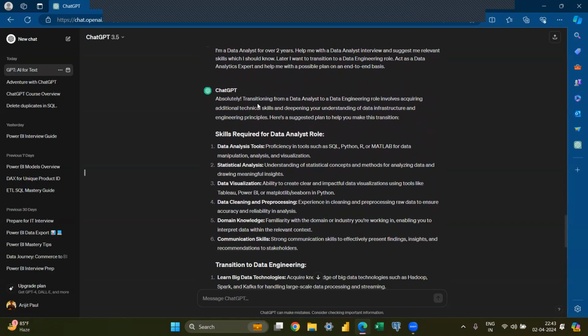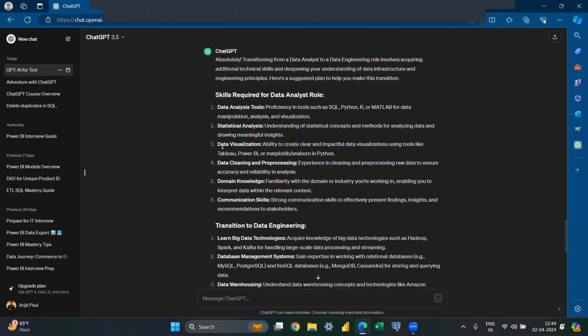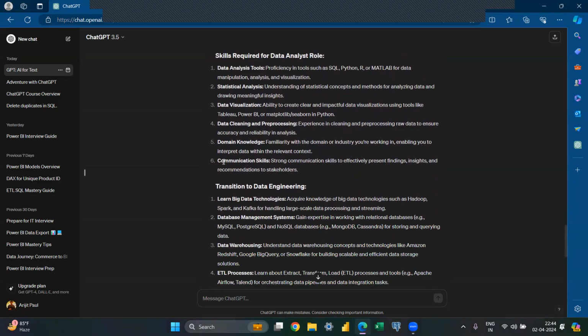It gave us this reply: absolutely. Transitioning from a data analyst to a data engineering role involves acquiring additional technical skills and understanding of data infrastructure and engineering principles. Here's a suggested plan. It gives us the skills required for a data analyst role in a numbered, structured way: data analysis tools, proficiency in SQL, Python, R, or MATLAB for data manipulation, analysis, and visualization. Statistical analysis, understanding statistical concepts for drawing meaningful insights. Data visualization, creating clear and impactful visualizations using Tableau, Power BI, Matplotlib, Seaborn in Python.